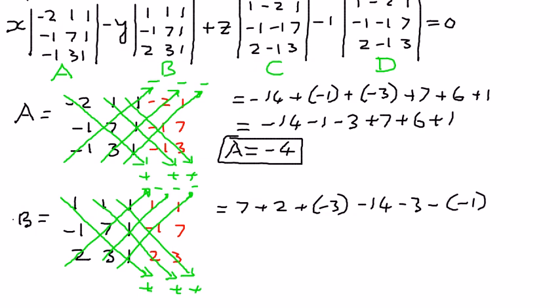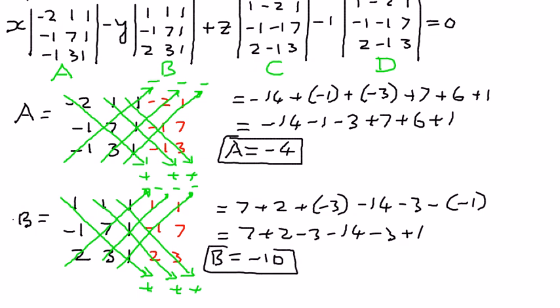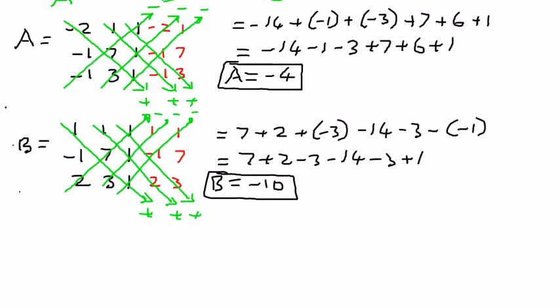Minus 1 times negative 1 times 1 will be negative 1. So we got all the elements simplified, and therefore this is going to simplify to 7 plus 2 minus 3 minus 14 minus 3 plus 1. And when we simplify this some more, the value of B is going to come out as negative 10. Okay, then we'll do the same thing for C.